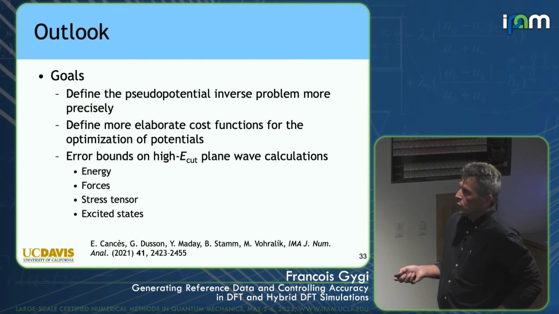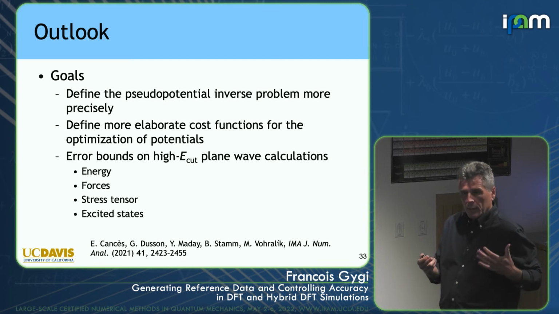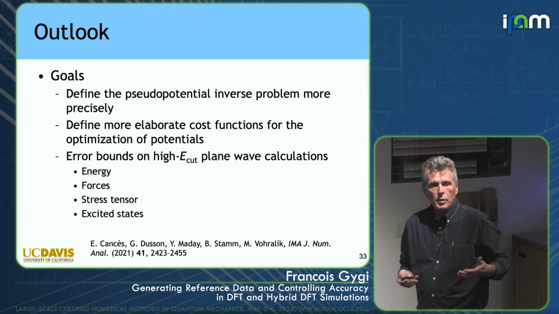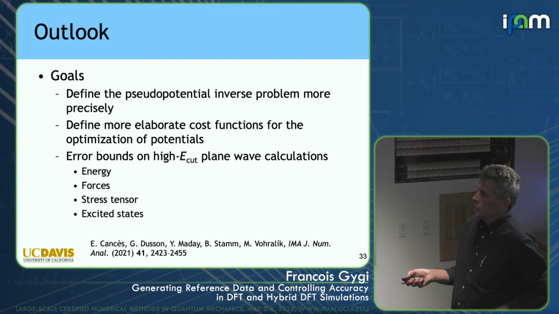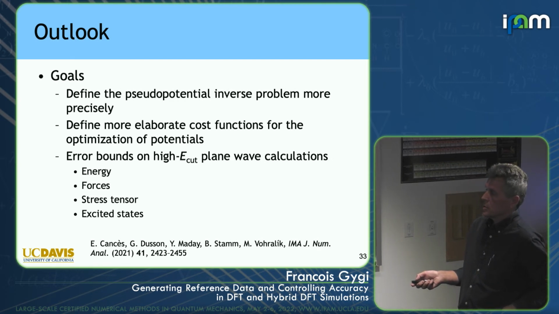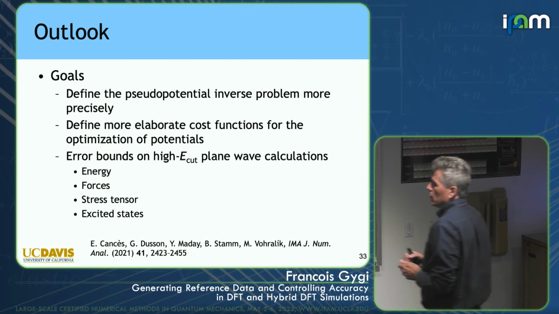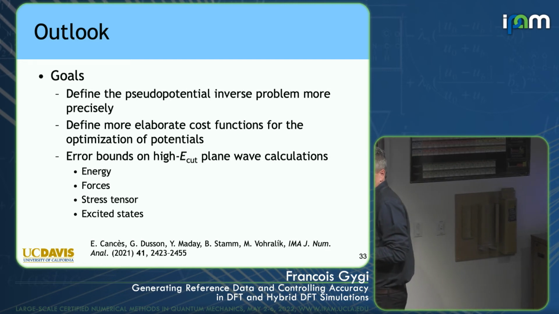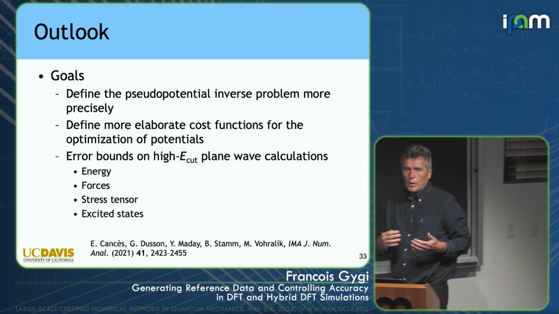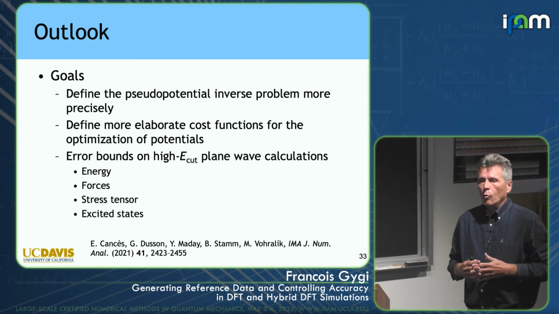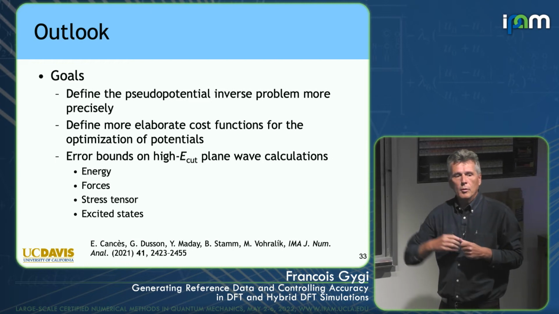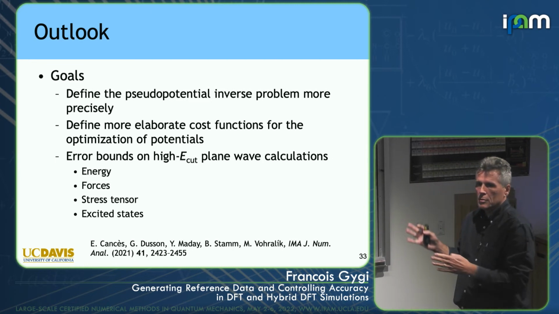Also, what we're interested in is, for these high cutoff calculations, can we obtain bounds on errors, right? Obviously, on the energy would be nice, but also on the forces, the stress tensors, on the excited states, on other properties. And in that context, I'm very interested in the work of Eric and Geneviève Dusson, who were working on developing these post-processing methods to try to understand the error that we make when increasing the cutoff of a plane wave calculation.